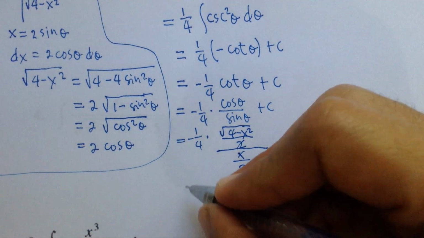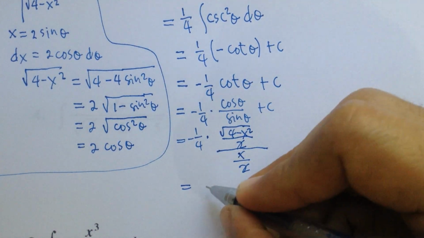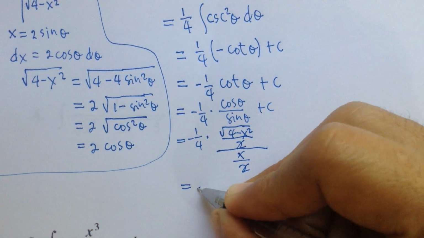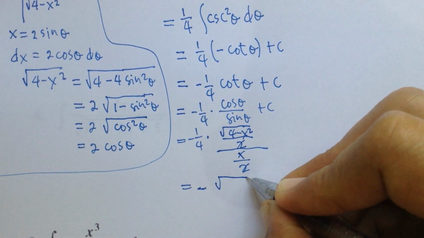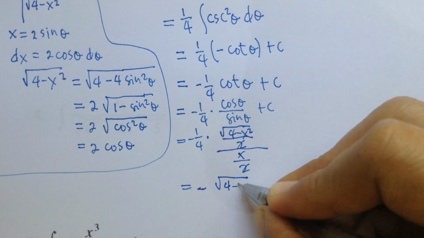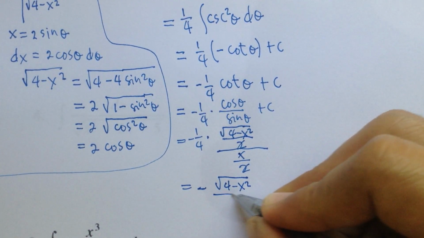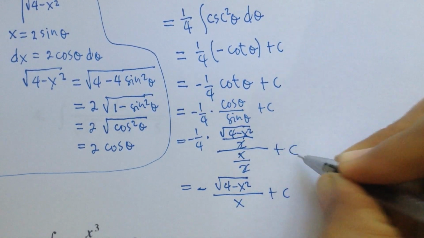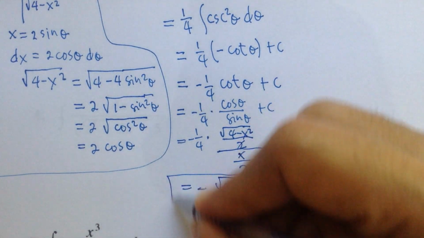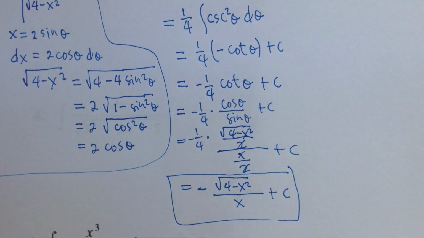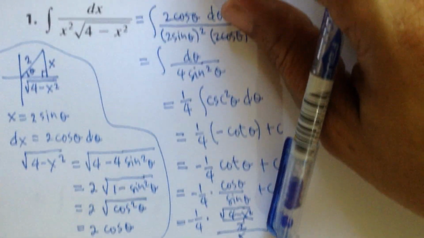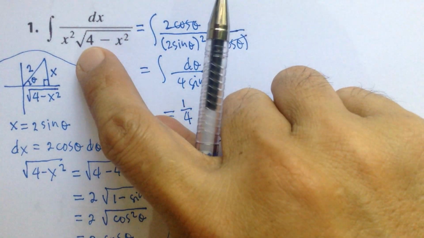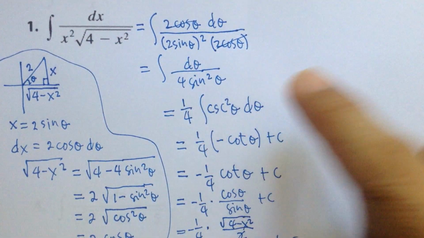So we cancel that. So our final answer would be negative square root of 4 minus x squared over x plus c. So this is the integral of dx over x squared times square root of 4 minus x squared.